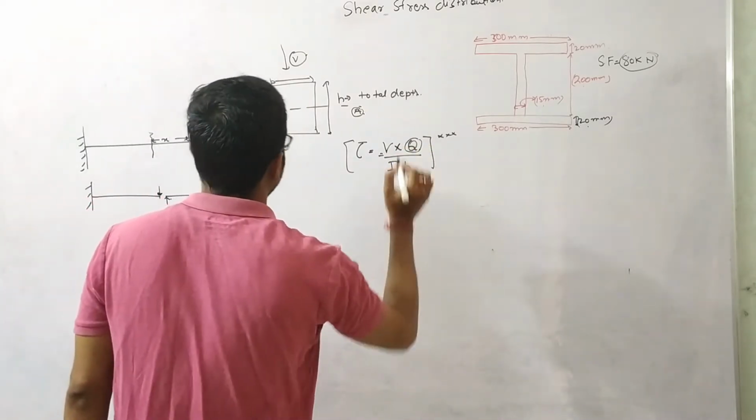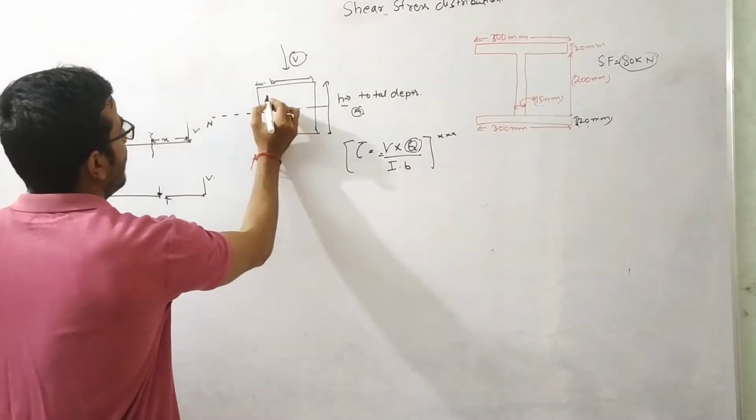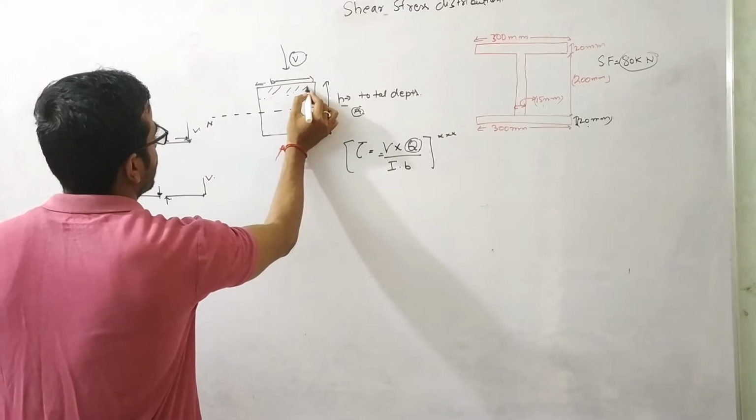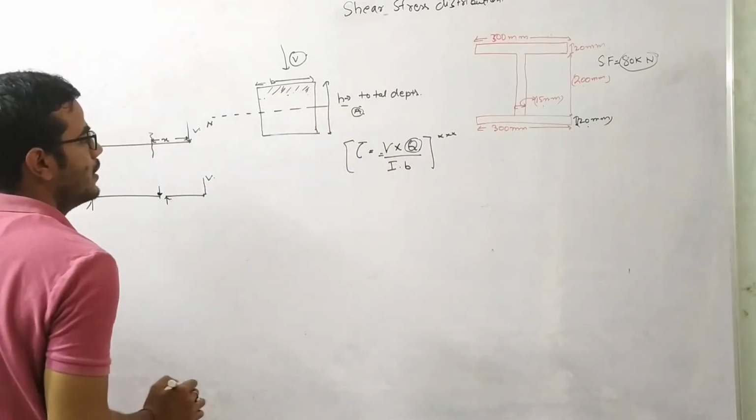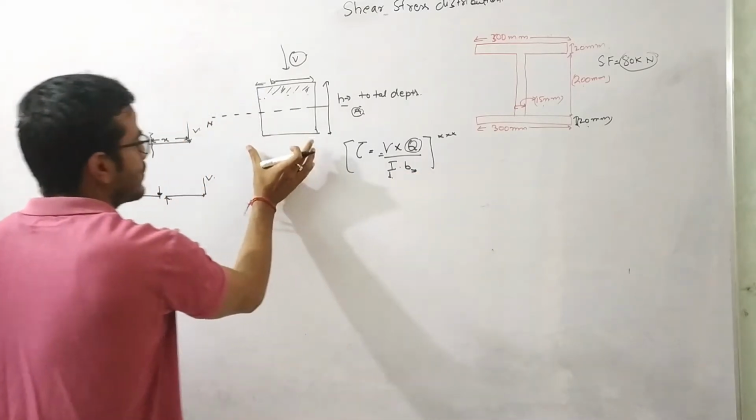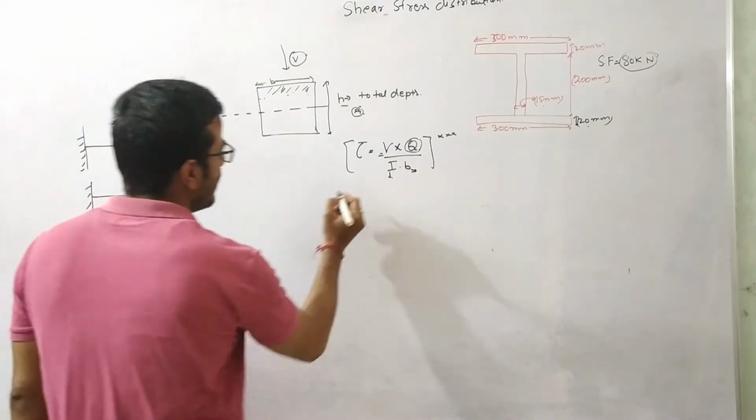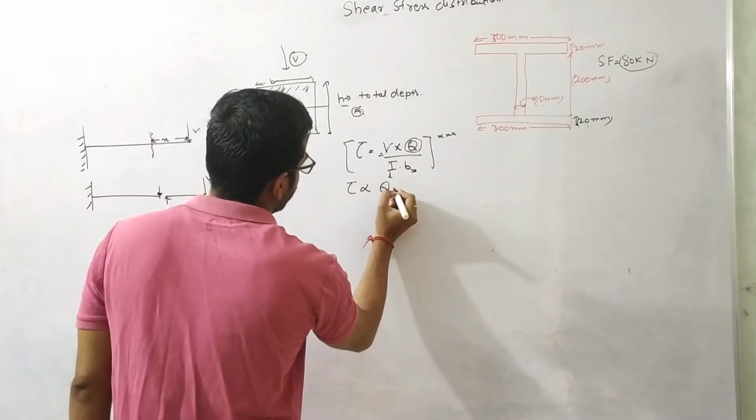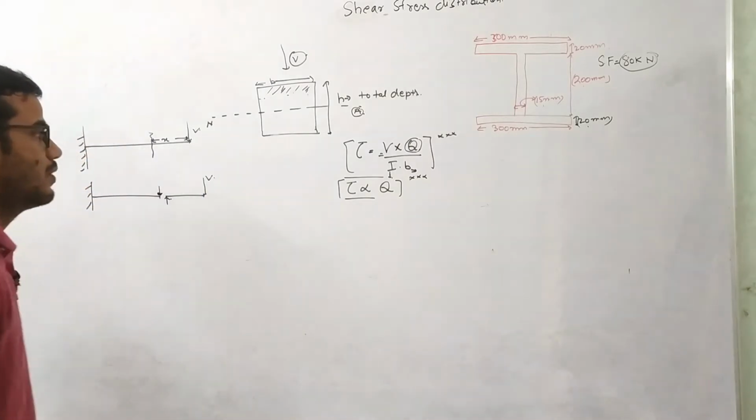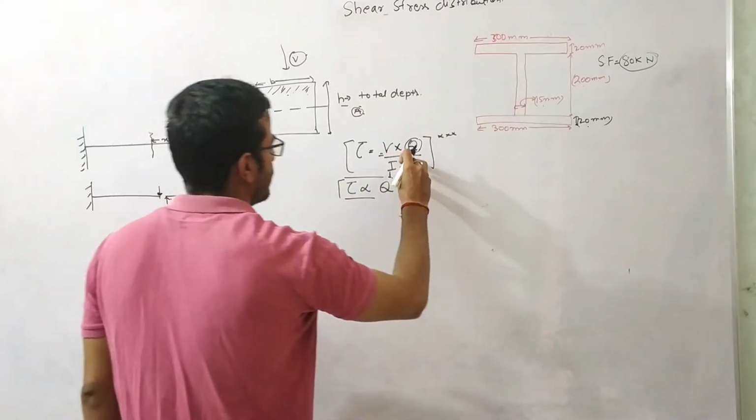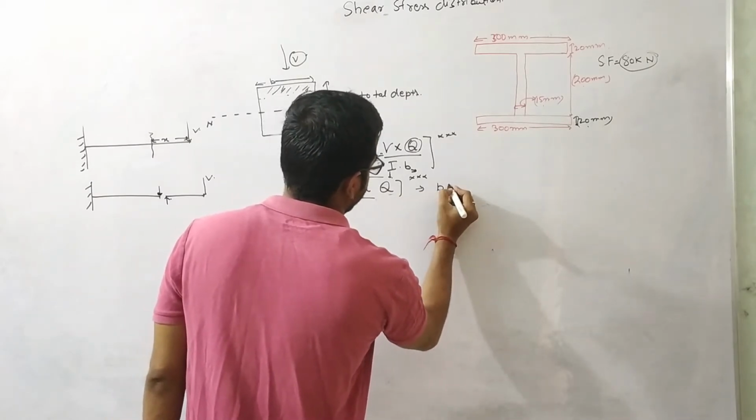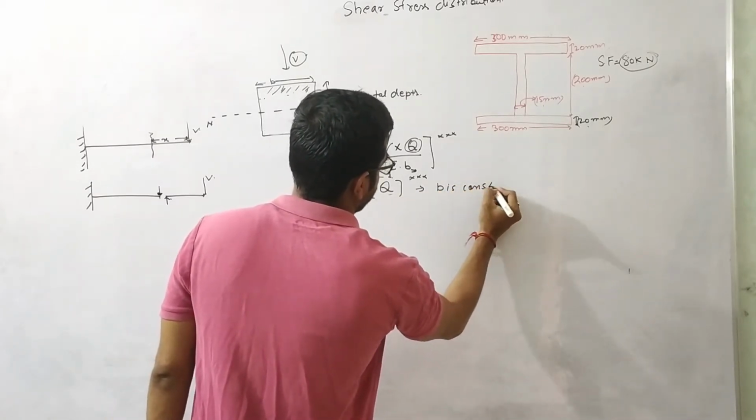Q is the first moment of area. First moment of area means what? If I'm calculating the shear stress at this level, this is the first moment of area which I need to consider. I is the moment of inertia, which is constant, and B is also constant for this cross section. So my tau is directly proportional to Q. This happens when B is constant.